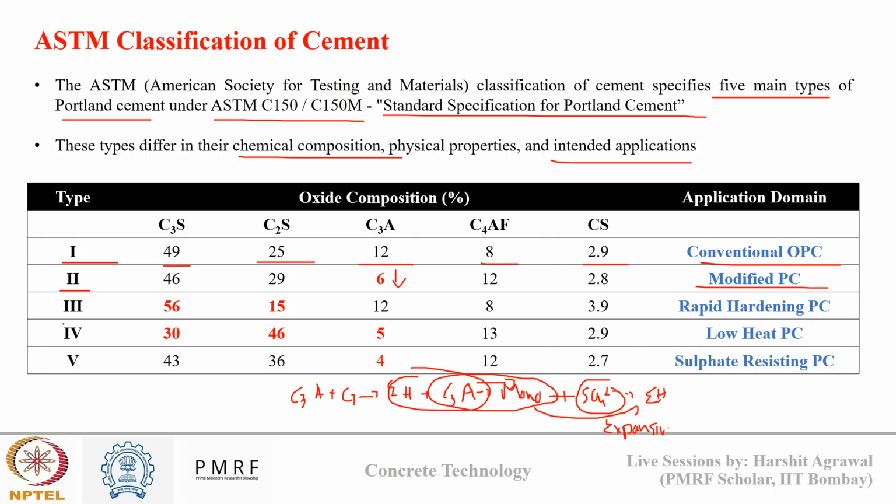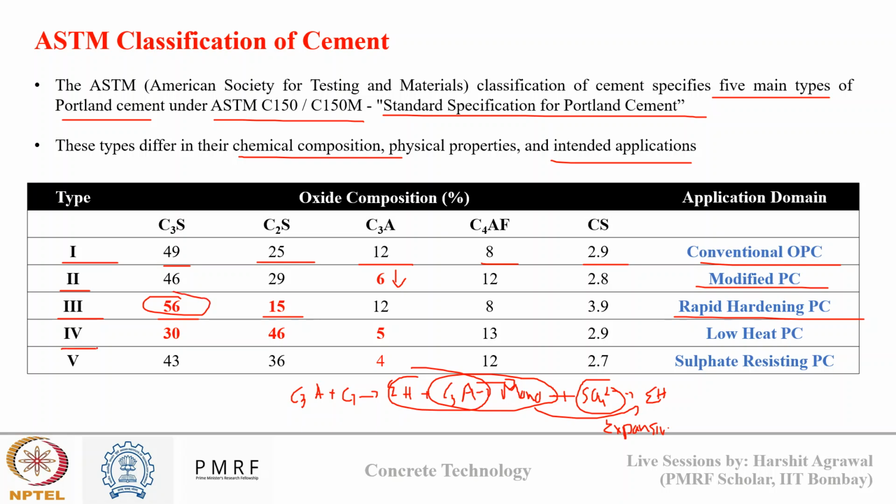Now, in type 3, compared to type 1, there is higher C3S content and lower C2S content. If C3S content is higher, it will increase the rate of reaction of cement. So we can say this cement is rapid hardening cement, and that's why it is known as rapid hardening Portland cement, because it has higher C3S content.